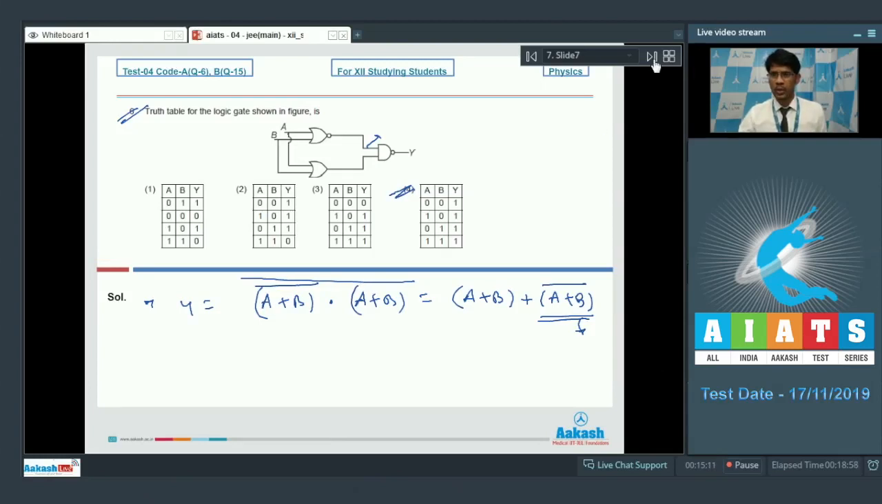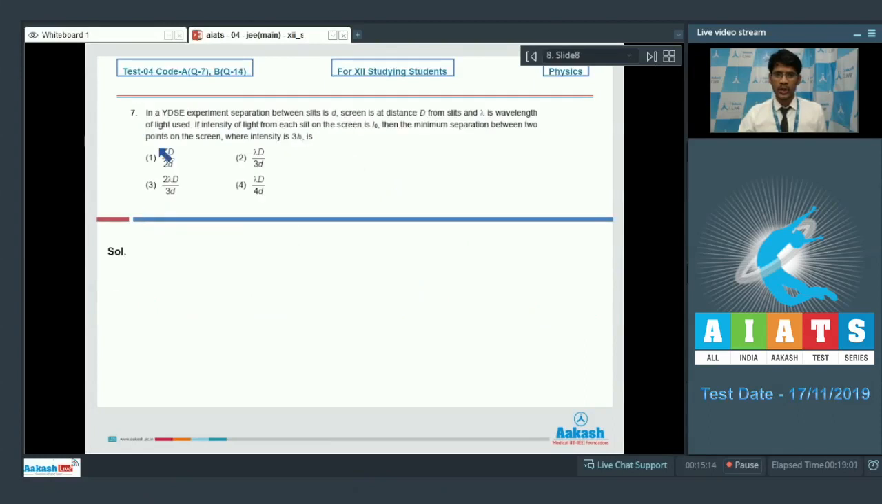Now let's proceed to question number 7. Here in question number 7, in a YDSE experiment, the separation between slits is d, the screen is at a distance D from the slits, and lambda is the wavelength of light used. If the intensity of light from each slit on the screen is I0, then find the minimum separation between 2 points on the screen where the intensity is 3I0.